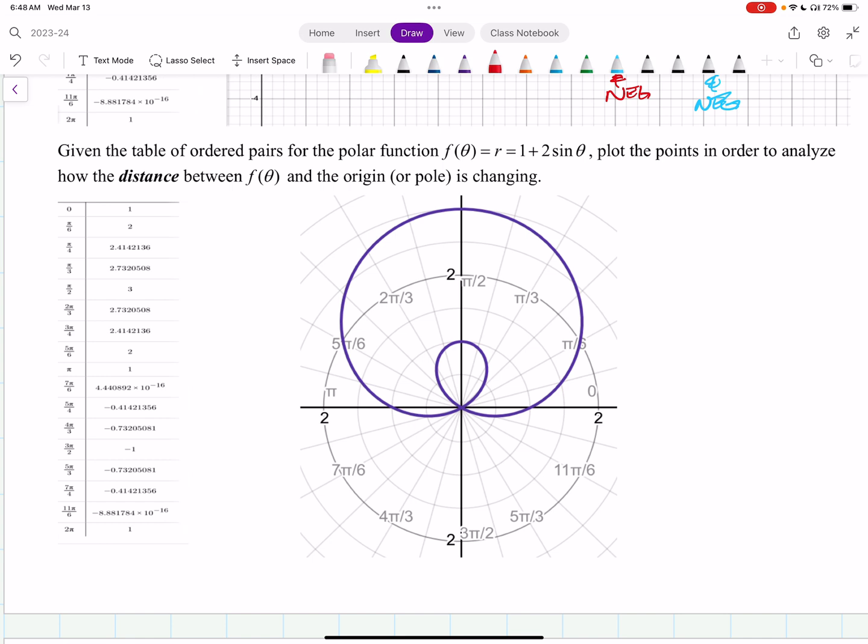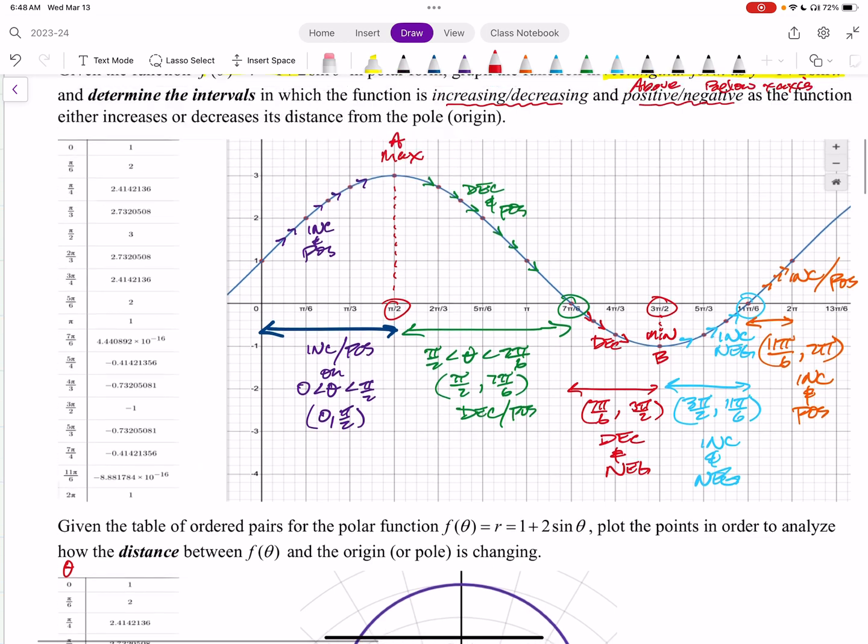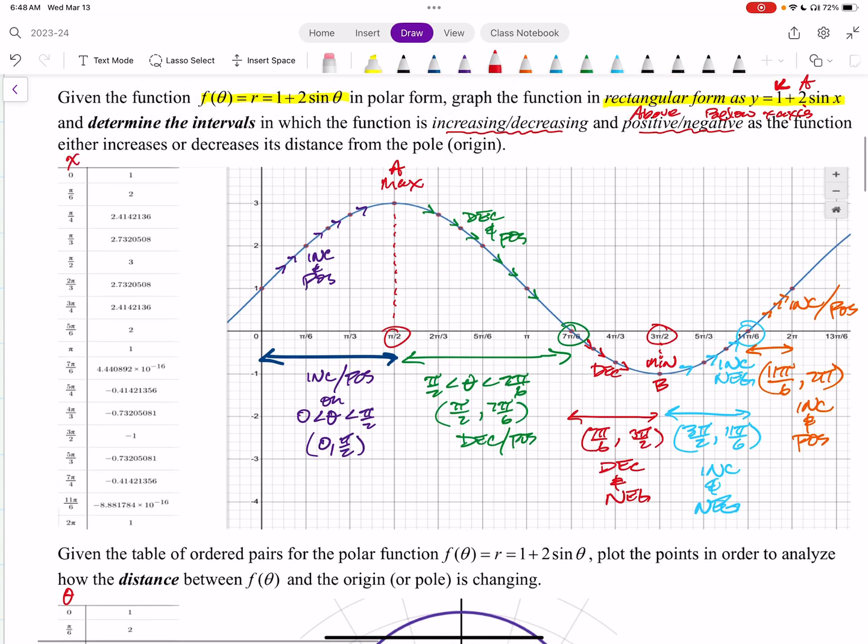Okay, but before I do, you have to understand that in the table, this is theta. In the previous one, we have x comma y. I forgot to write that down. And our function was y is equal to 1 plus 2 sine x. This is rectangular form.